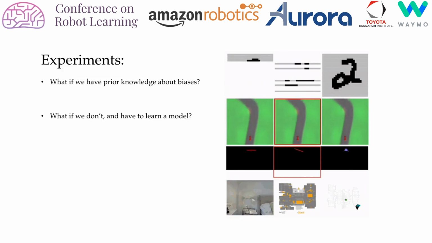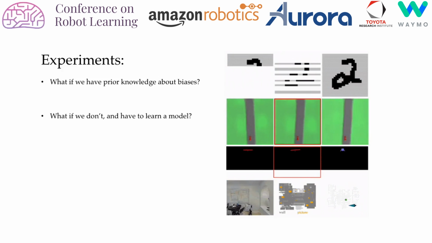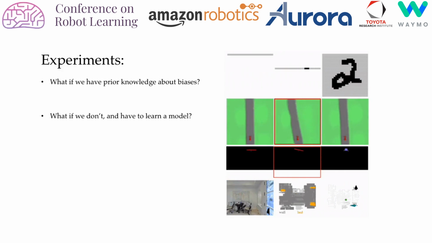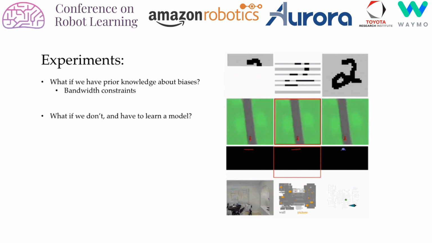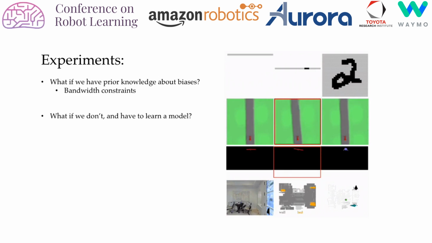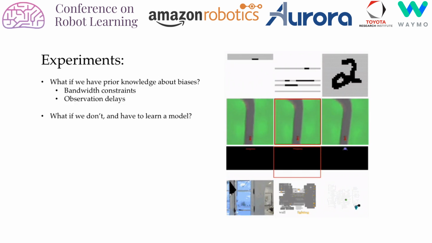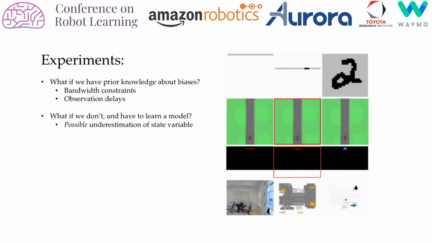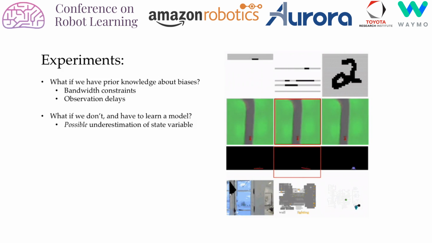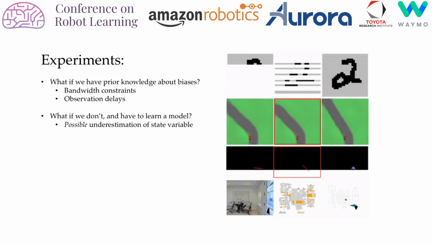In our experiments, we consider two types of tasks: tasks in which we assume prior knowledge about how the user's state estimation process is flawed, and other tasks in which we don't know the user's biases upfront and need to learn a model instead. We look at MNIST and car racing game domains in which the user's perception is bandwidth constrained, or subject to intermittent delays in the arrival of new observations. We also look at a lunar lander game in which we might expect the user to consistently underestimate certain state variables, but we aren't quite sure about when or to what degree this actually occurs.